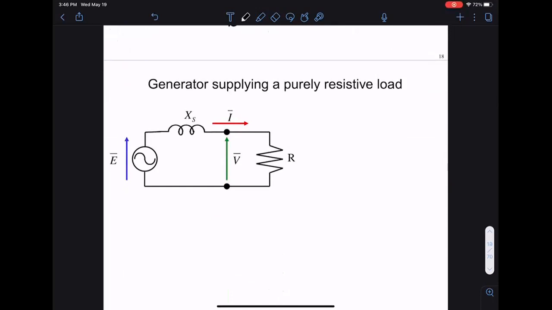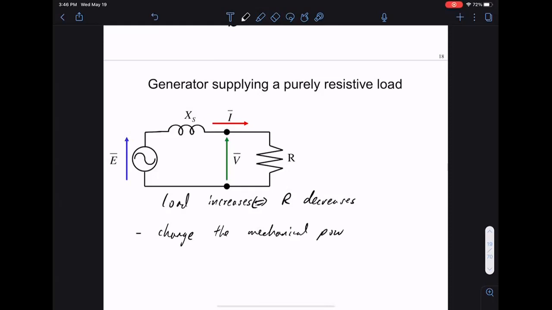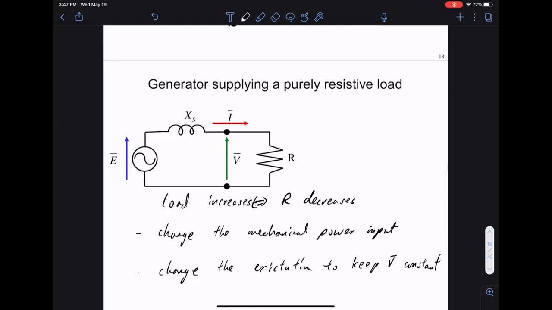basically if the load changes, say the load increases, that means this is equivalent to R decreasing. So load goes up, drawing more current. Then what we do is change the mechanical power input to match the load. You change the excitation. Keep V constant. So when the load changes, you do some feedback control to make sure it still appears as an ideal voltage source.